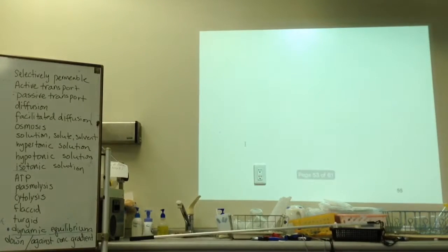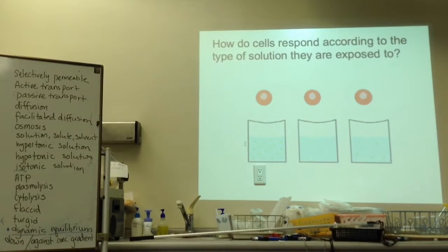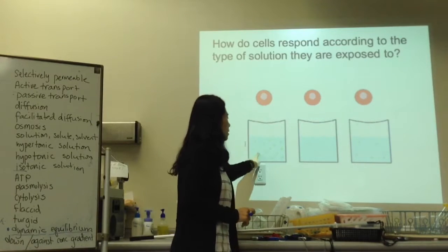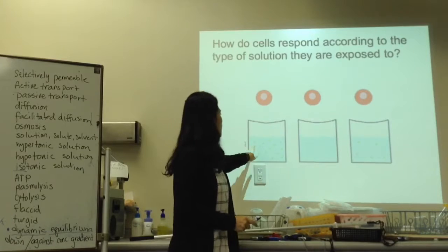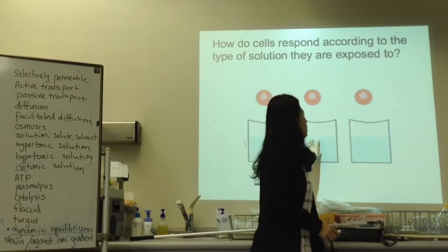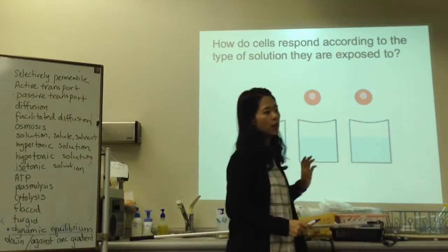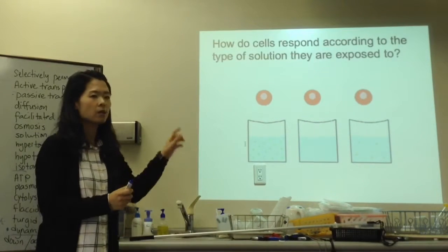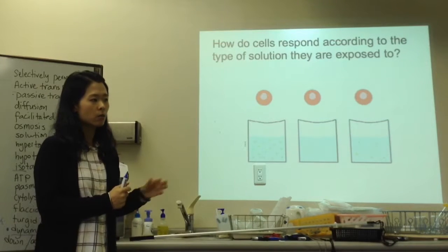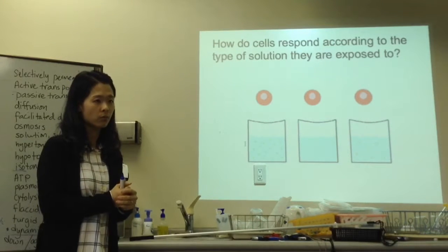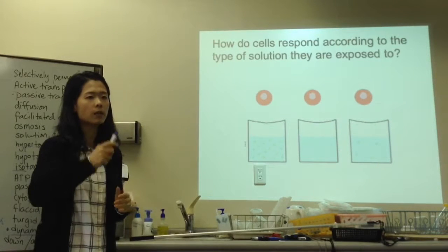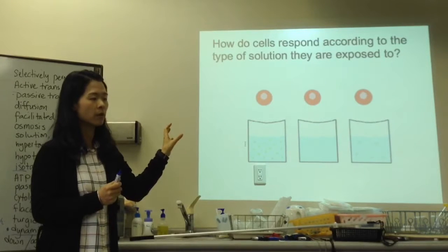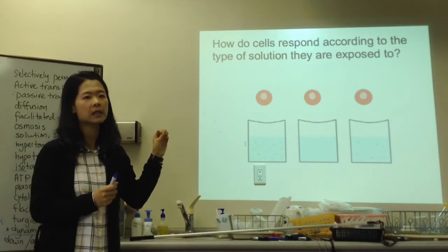All right, let's take a look at an example and what will happen to each cell if they're dropped into different types of solution. This has lots of green dots, no green dots, a few green dots. Now those are like animal cells. How will each cell respond to the different types of solution? Here's my scenario: the membrane is not permeable to the green dots, so green dots can't go anywhere.